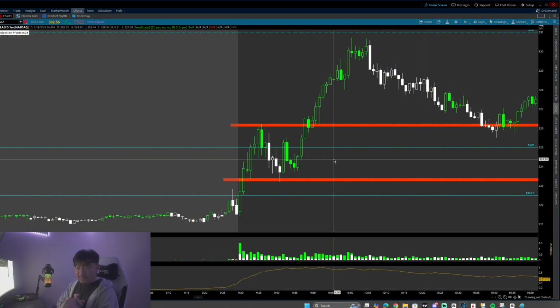Take note of the bigger time frame setups. Always pay attention to those. But also keep in mind that intraday key levels can also play a big factor during the trading day as well. So just use everything in your arsenal and take advantage of everything that you're given.